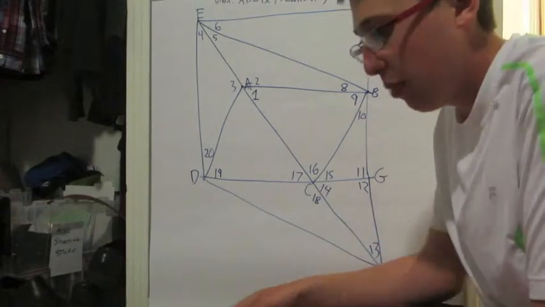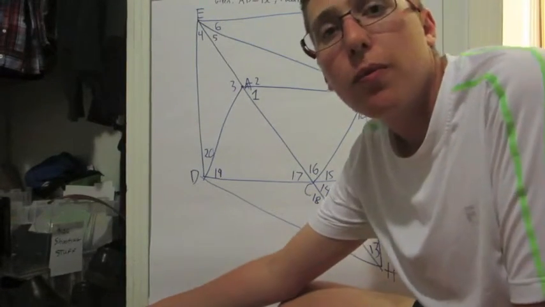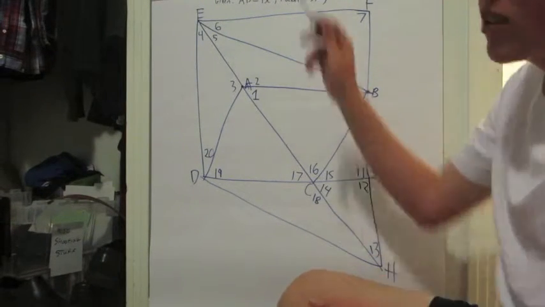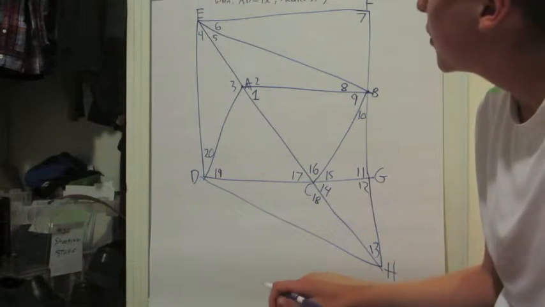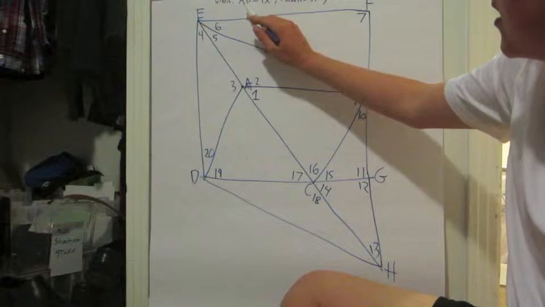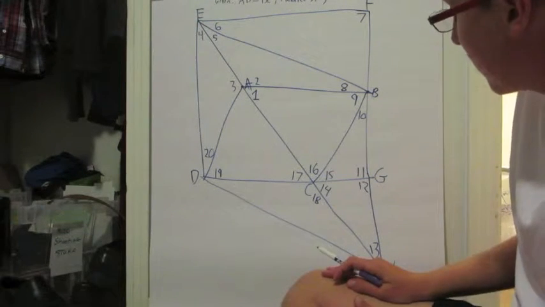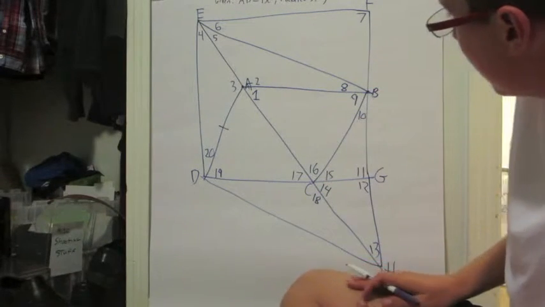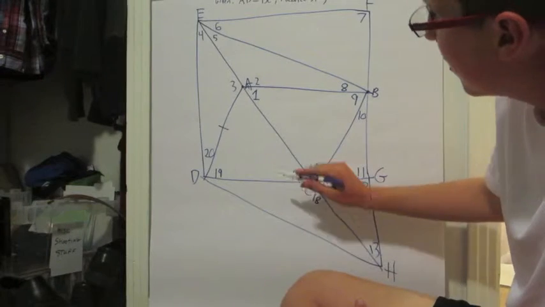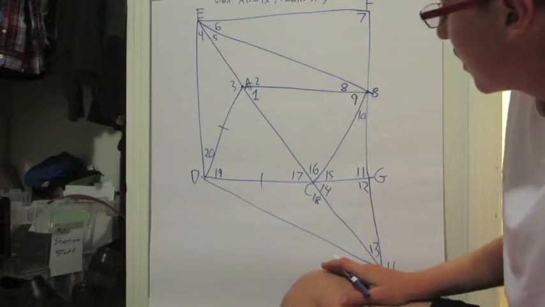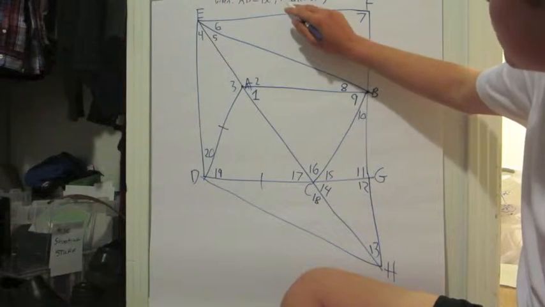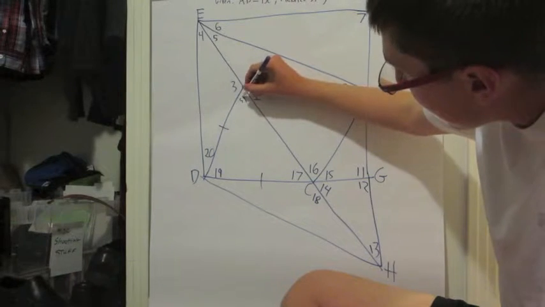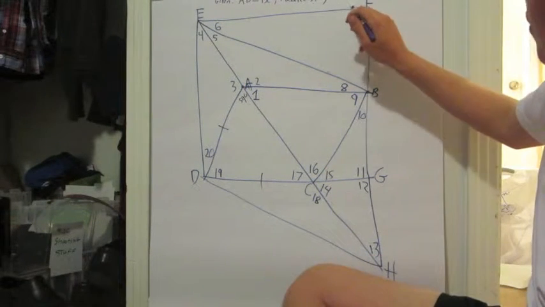Alright, so here's problem number 2. We can start out by putting in our givens. So we know that AD is congruent to DC. And we also know that the measure of DAC is 59 degrees.